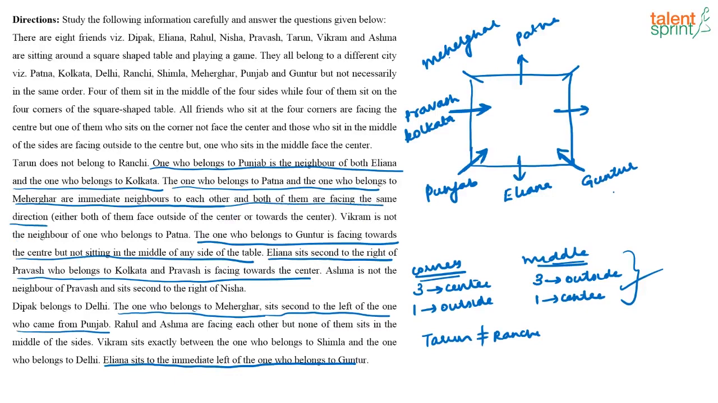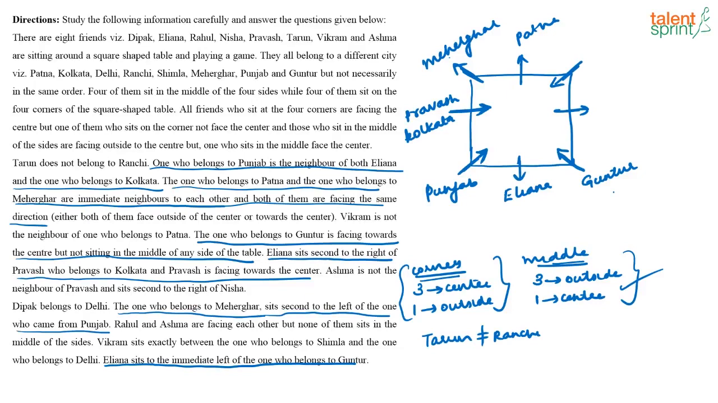If one is facing outward, the other should also face outwards. So this is also outwards. Now if I know this is facing outwards, again this condition I can use, right? See, 3 of them will face center, 1 will face outside. So this is facing outside, so obviously this has to face inwards. So this part is done. Now we have to fix the remaining.